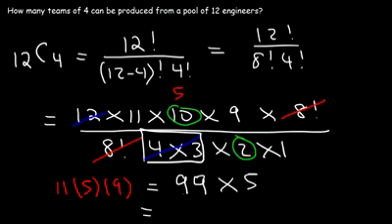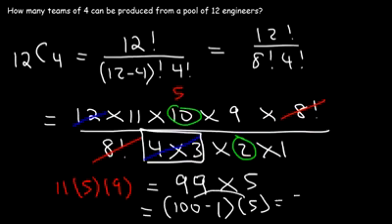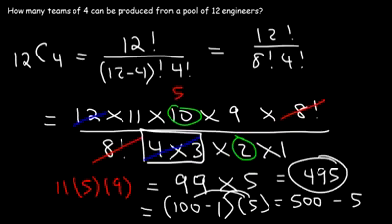Well, if you want to do that without your calculator, think of it this way. 99 is 100 minus 1. Let's distribute. 100 times 5 is 500. 5 times 1 is 5. 500 minus 5 is 495. And so we can choose 495 teams of 4 from a pool of 12 engineers.